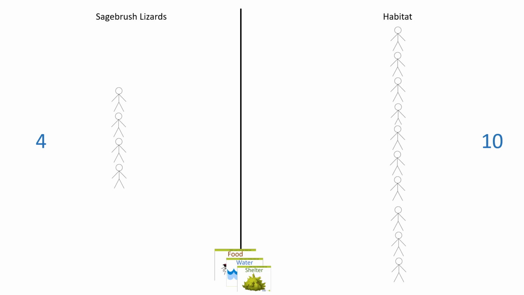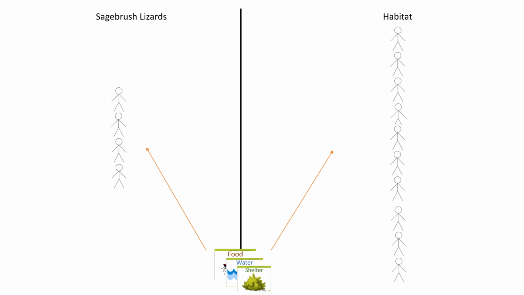Your teacher will assign you as either a sagebrush lizard or a habitat. The sagebrush lizards should stand in a line on one side, and the habitat should stand in a line on the other side, and the two lines should face each other. You'll also want to write down how many lizards you start with and how many habitats you start with. So in this example, there are 4 lizards and there are 10 habitats.